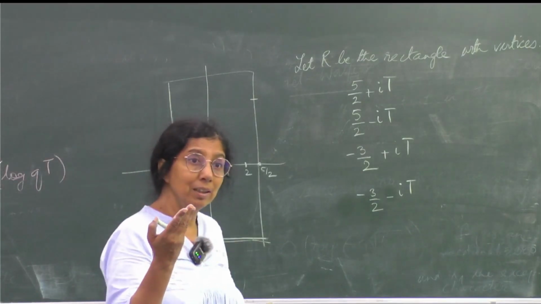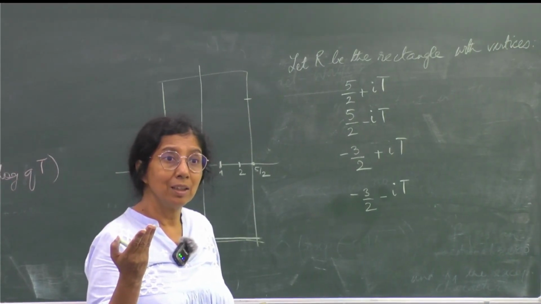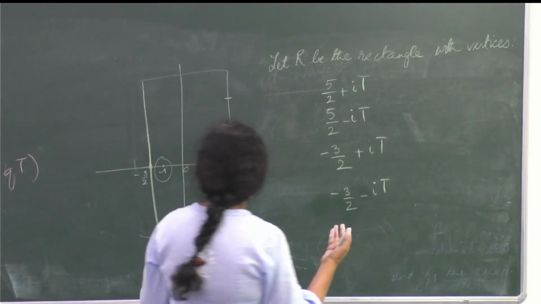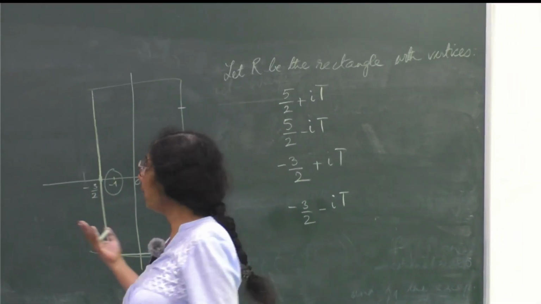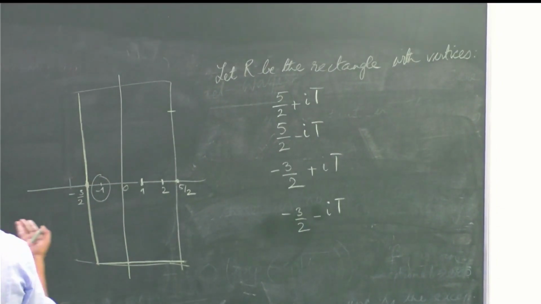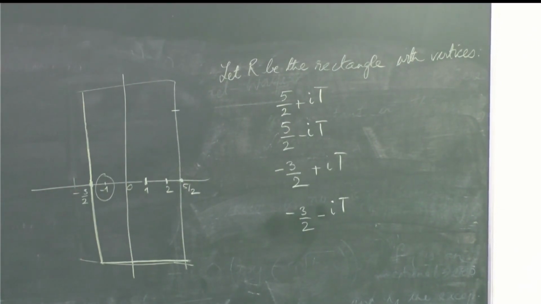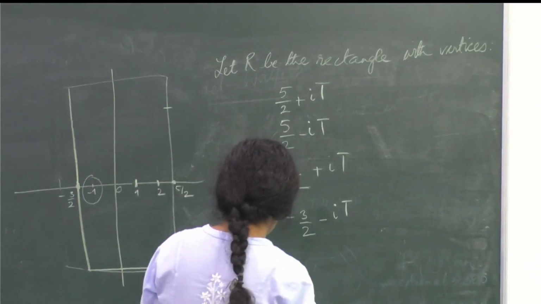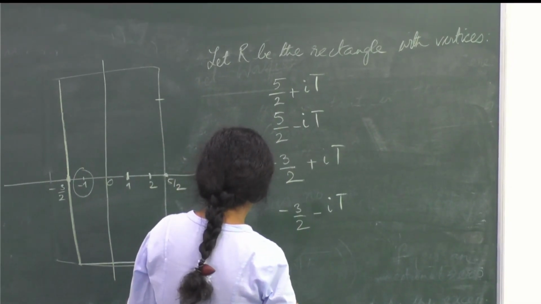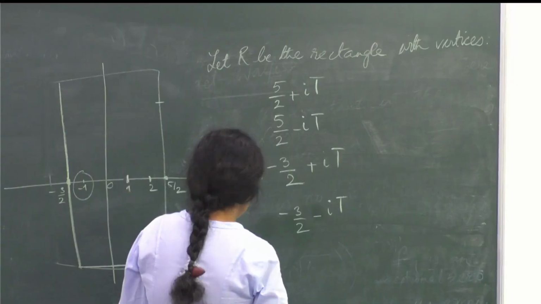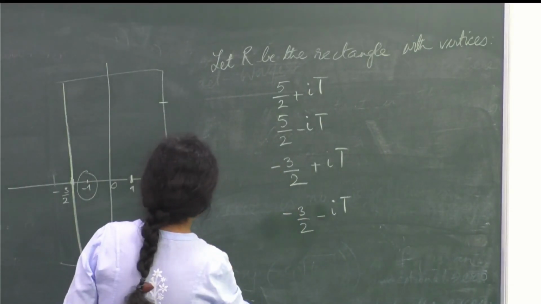At most one. And where? Either it can be at 0 or at -1. There can be. So this is R, the rectangle with these vertices. So it contains this remark.